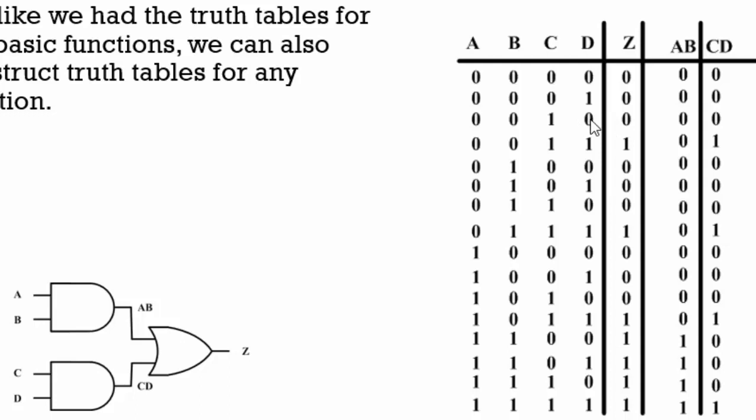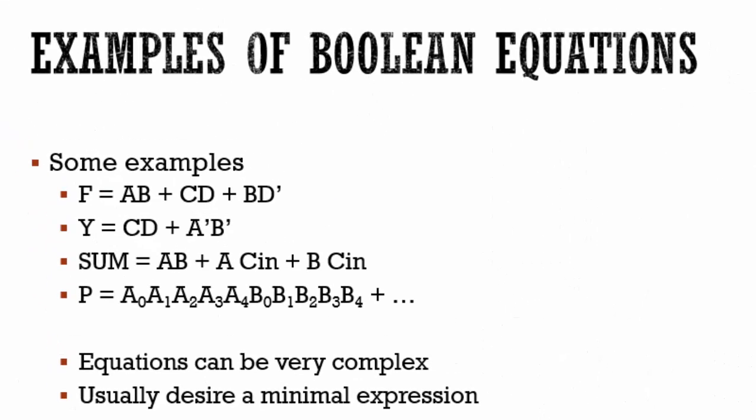For as long as you have a 0 in the AND operation, remember, the output will be 0. Okay? So I hope you understood this. Let's proceed. Some examples of function: f is equal to ab plus cd plus d prime, or not d.